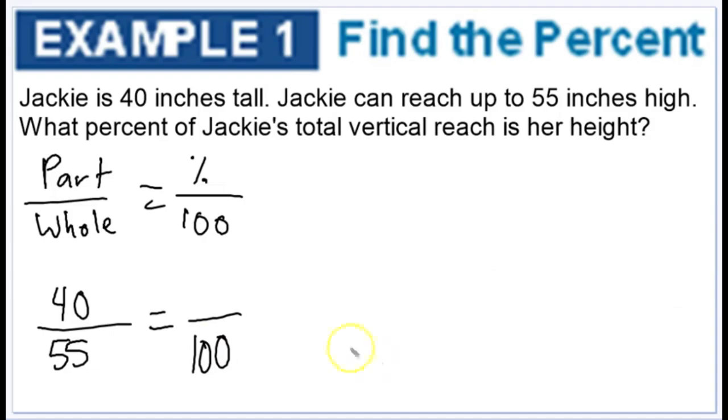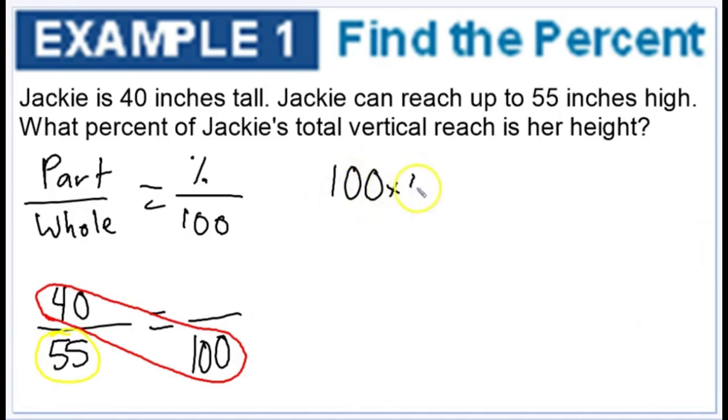Now it's time for bat and ball. So 100, multiply the bat, 100 times 40. Okay? That equals 4,000. Now we have to divide 4,000 by 55.